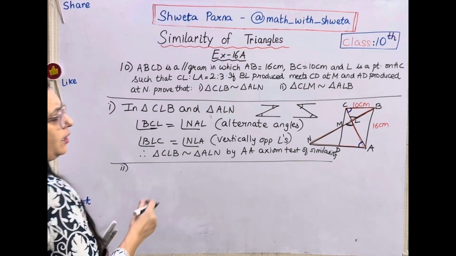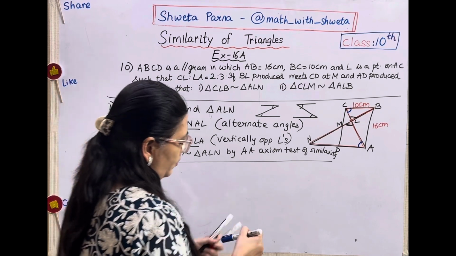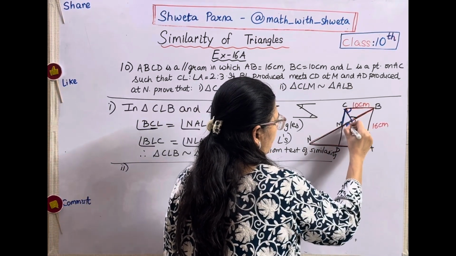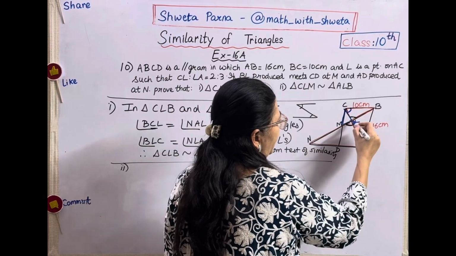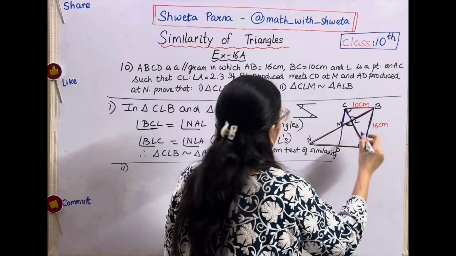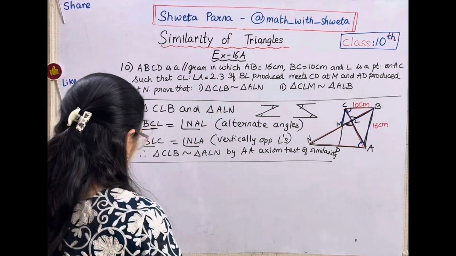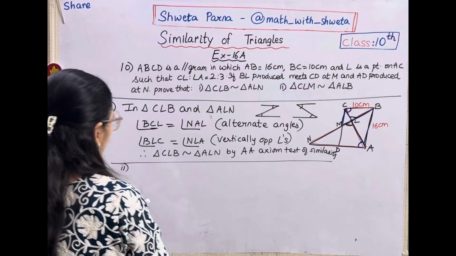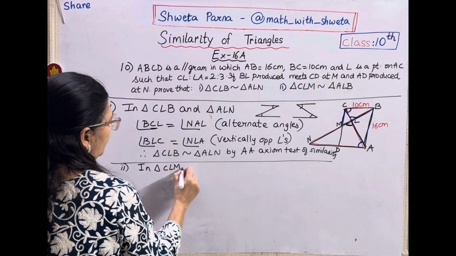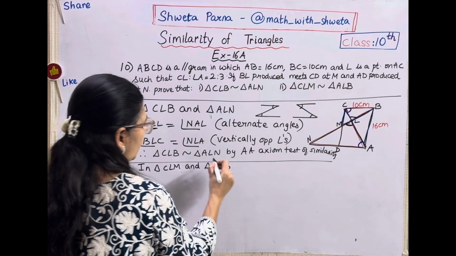Prove that in triangle CLM. So let's draw the CLM, and ALB. All this information looks like this must be complex, but this is the easiest sum. So in triangle CLM and triangle ALB.